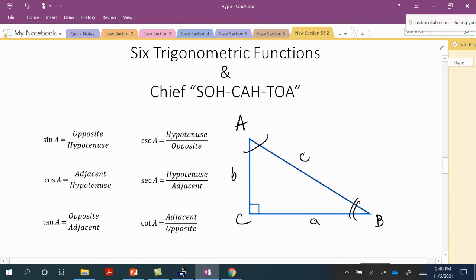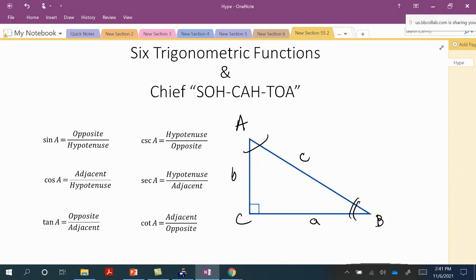Now we'll take a look at the 6 trig functions. As in the mnemonic Chief Sokotoa, it alludes to the sine, the cosine, and the tangent. So the Soh part of Sokotoa alludes to the fact that the sine is the opposite over the hypotenuse. The Cah in Sokotoa alludes to the fact that the cosine is the adjacent over the hypotenuse. And Toa from Sokotoa alludes to the fact that the tangent is the opposite over the adjacent.